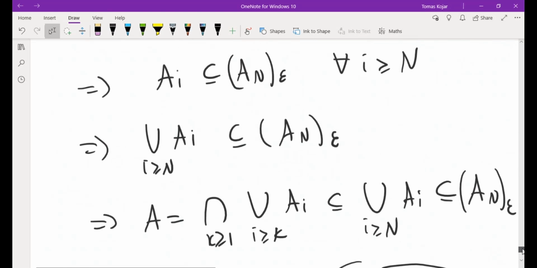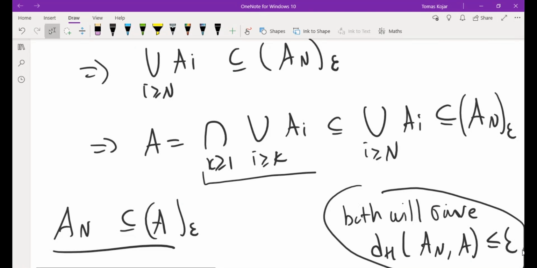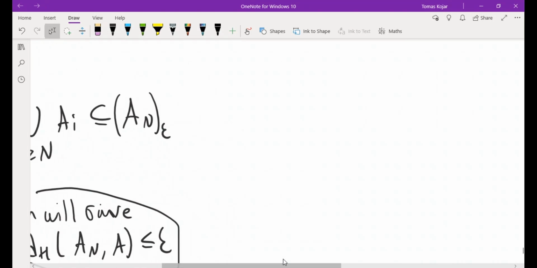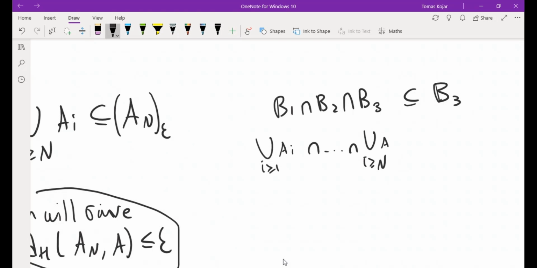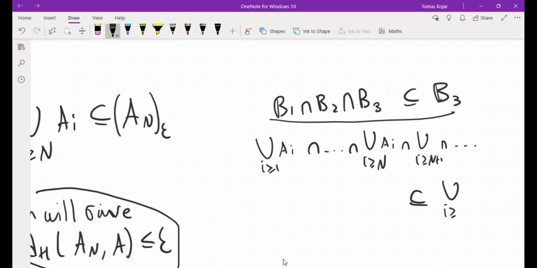Sure. So this is the intersection, right? Actually, let me do it on the left, on the right. This is a more general set theoretic thing. In general, when you have B1 intersect B2 intersect B3, this is inside B3. So here we have the union over i bigger than 1, intersect i bigger than n, intersect i bigger than n plus 1, and so on. But same logic, this would be inside the union of i to n. Is that okay?